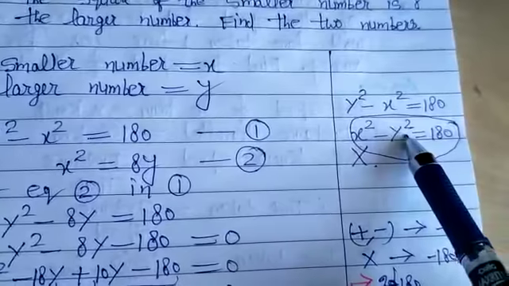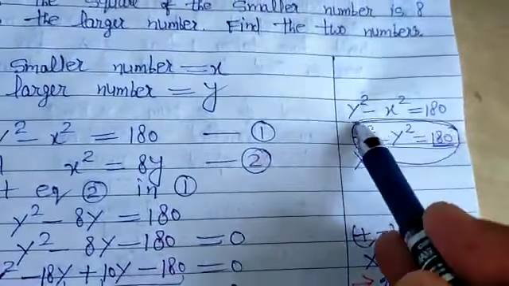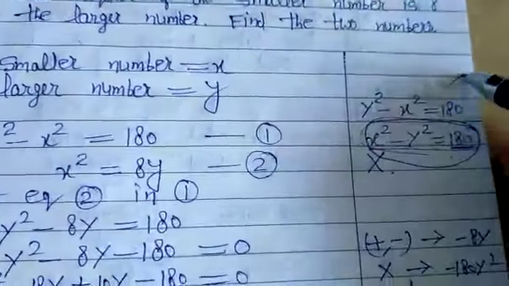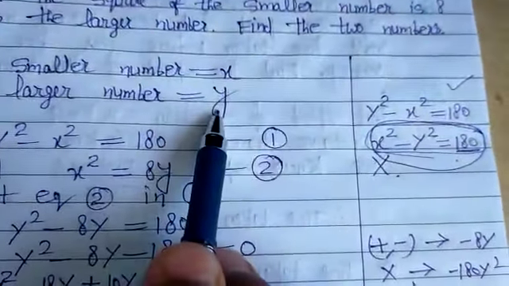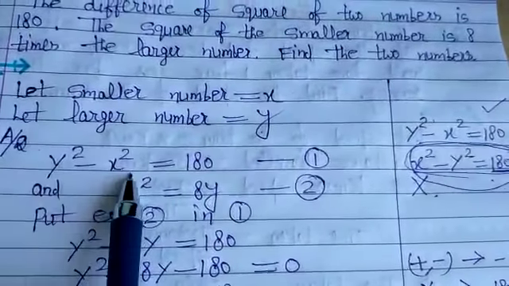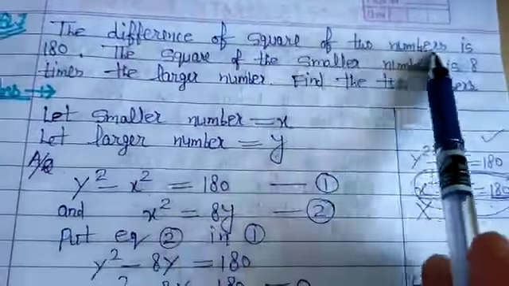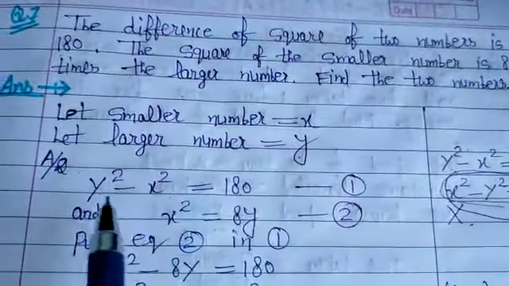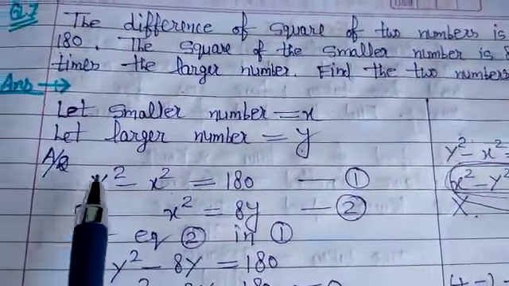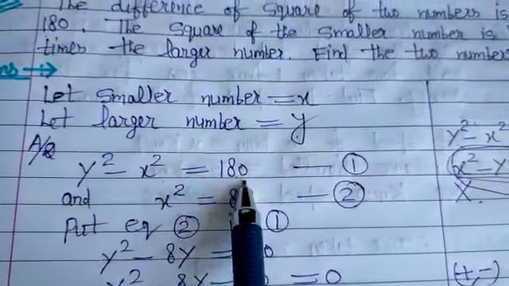So smaller minus larger, when we do the difference, will be negative. So this condition we can't take. So only the first condition is accepted because y is the larger number, so the square of the larger number is larger. So larger minus smaller will give a positive answer. It is given that the difference of the squares of two numbers is 180. So please be careful here. We have to take larger square minus smaller square is equal to 180.